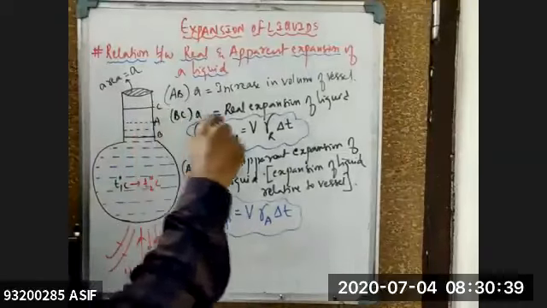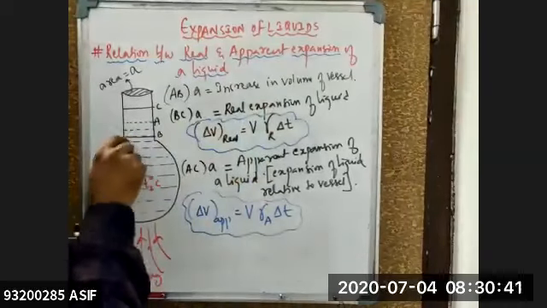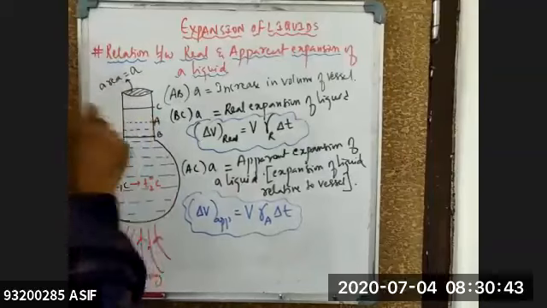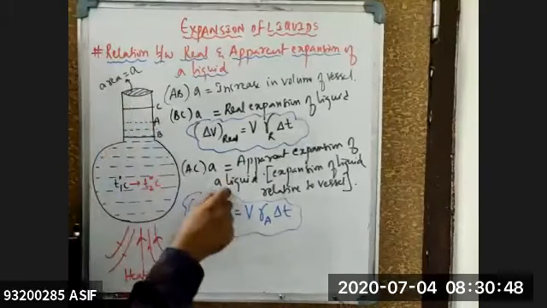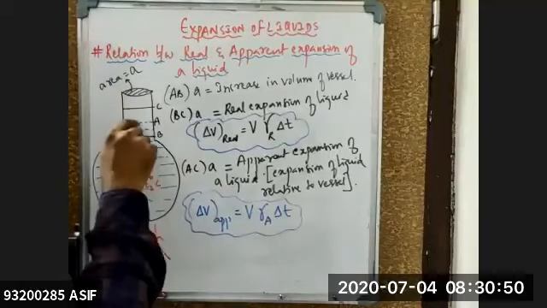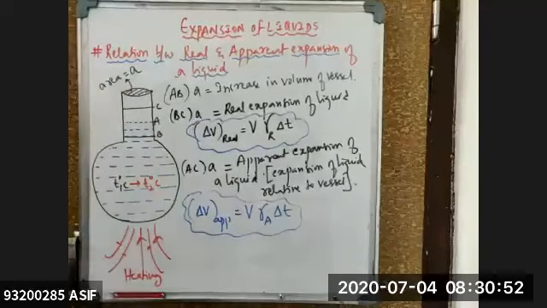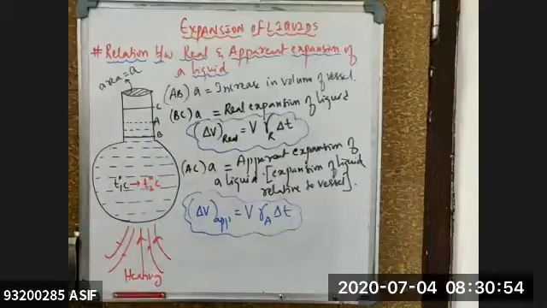Now BC into A is nothing but the real expansion, because actually the liquid is rising from here to here. But we will be seeing only from A to C. That is the reason A to C is known as apparent, B to C is known as real, and A to B is nothing but the expansion of your vessel. Is it clear for everyone? The 3 points once again.